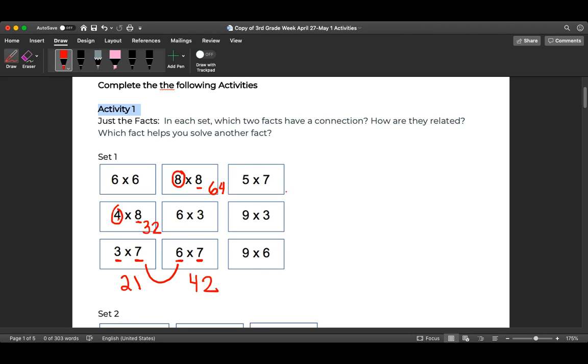So these 3 questions up here all go together. Which 2 facts have a connection and how are they related? Well, we've named 2 facts here that have a connection, and we've named 2 facts here that have a connection. And how are they related? This one is double. 8 times 8 is double 4 times 8. And then which fact can help you solve another fact? Well, 4 times 8 can help me solve 8 times 8. Or 3 times 7 can help me solve 6 times 7. So there's others that you can look at in the same way. And I want you to keep working on these, and I want you to fill out the chart.